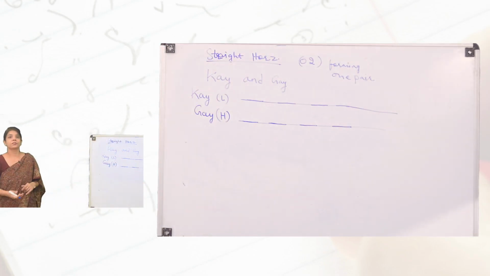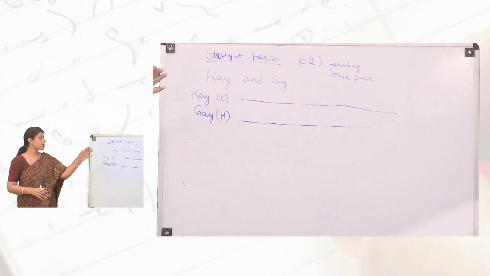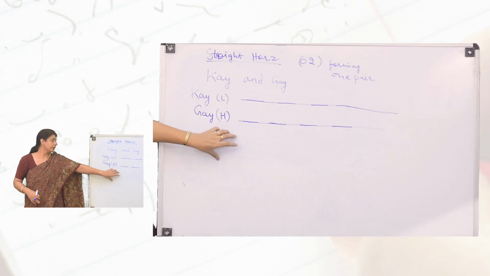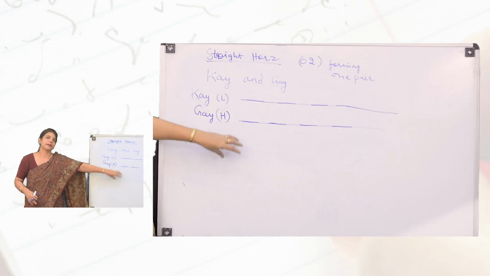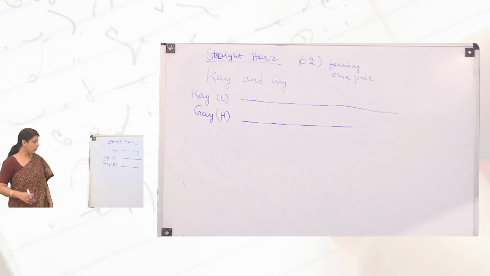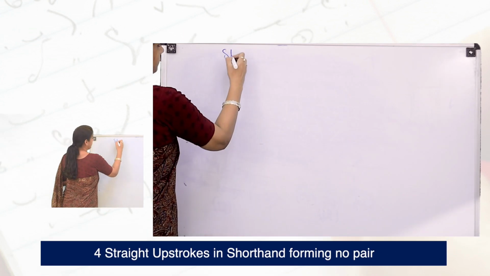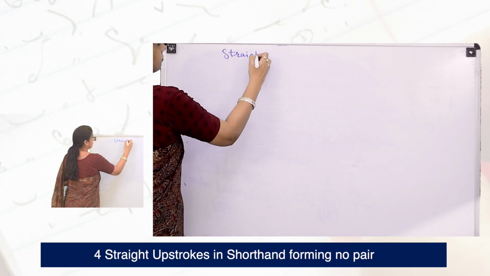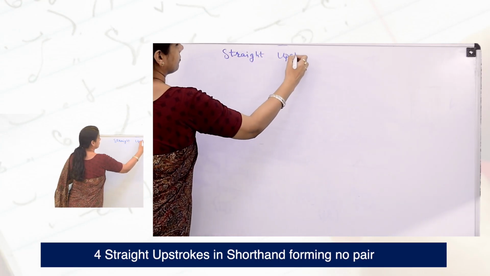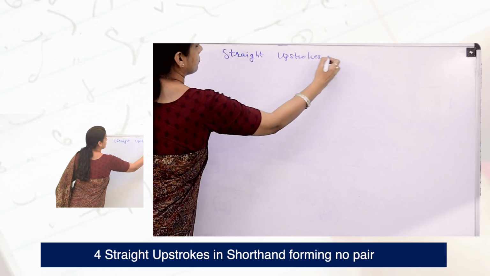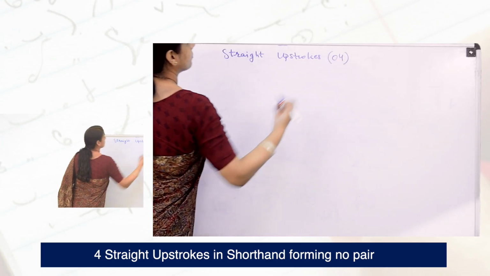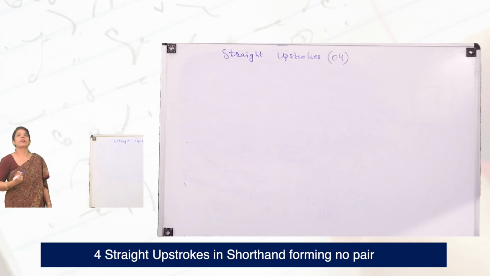Now I am again repeating, please ensure to have a clear-cut distinction between the light and the dark consonants in order to read them correctly. Now moving to straight upstrokes. We have 4 straight upstrokes. The names are Re, Ve, Ye, He.